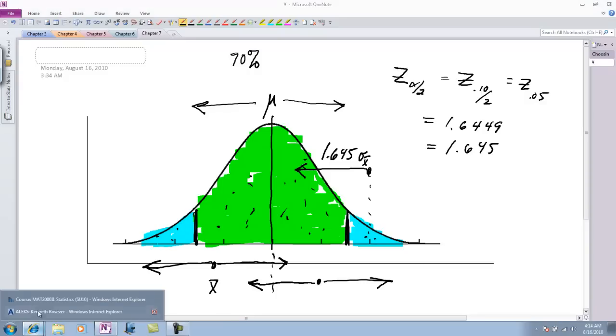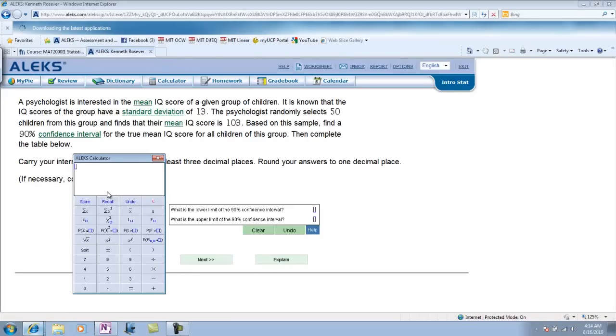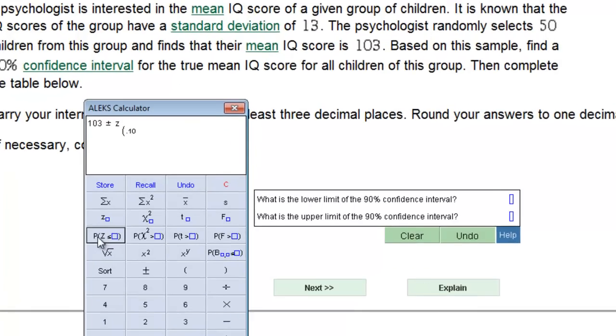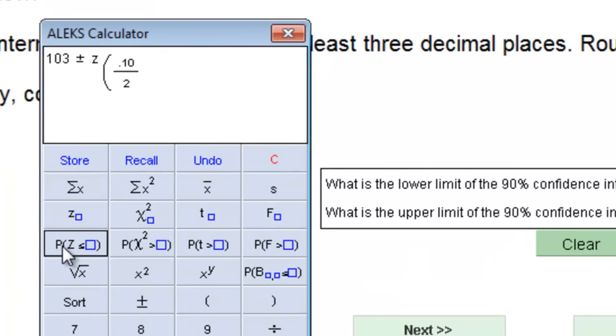So let's do it. I'm going to put in my sample mean, which was 103. Next, I hit the plus or minus button, and then I hit my z alpha over 2. Alpha was 0.10, divided by 2. We actually already got that as 1.065, but I'm going to show you how to enter it all at once. Now I'm going to multiply that by the standard error.